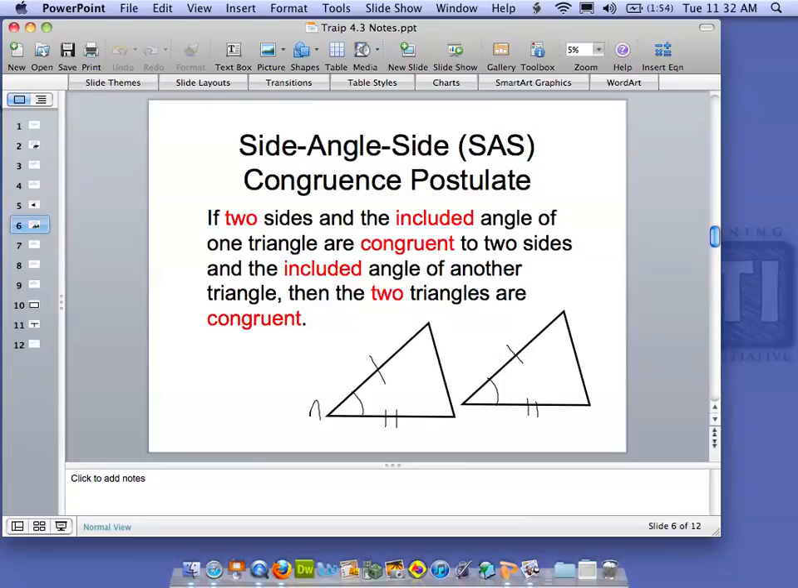And if I give some labels to my triangles, we'll call the first one on the left ABC, and we'll call the other one XYZ. And my statement then would be that triangle ABC is congruent to triangle XYZ by the side angle side postulate.